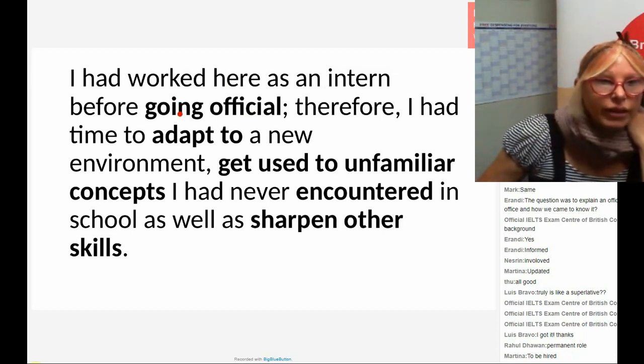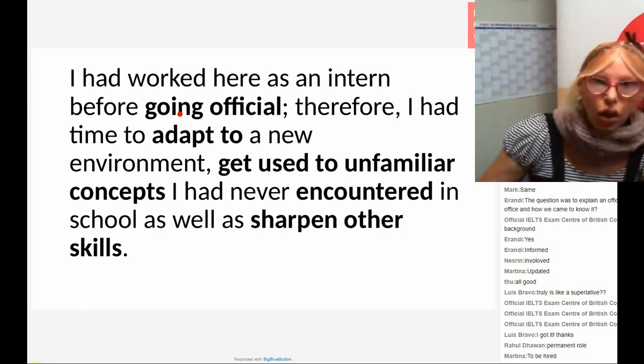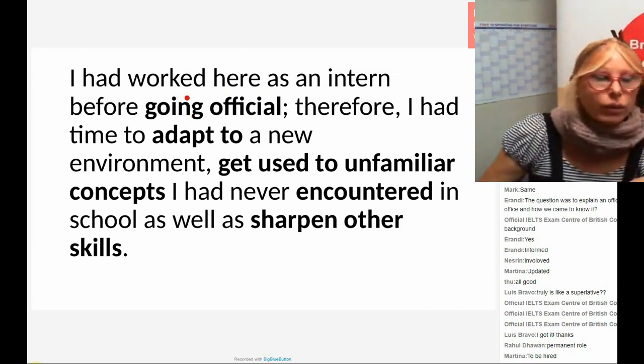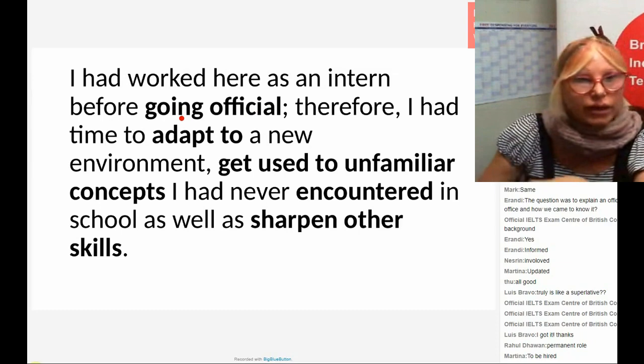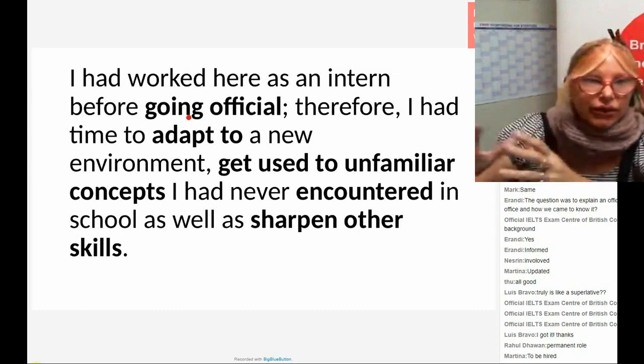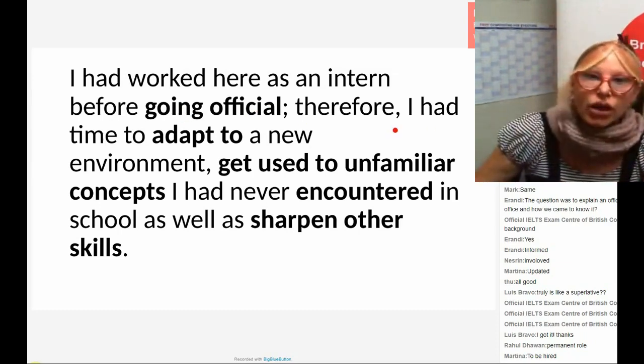Okay, it's to be hired. Yeah. It's quite a difficult word to use in this context, to go plus adjective. We wouldn't use it very often, so that's why I don't want you to think that you can use going plus adjective everywhere. No, it's basically just for very set situations. So going official is one of them.